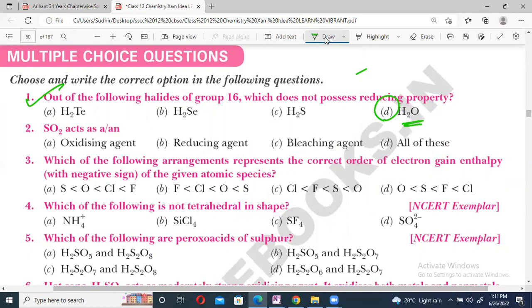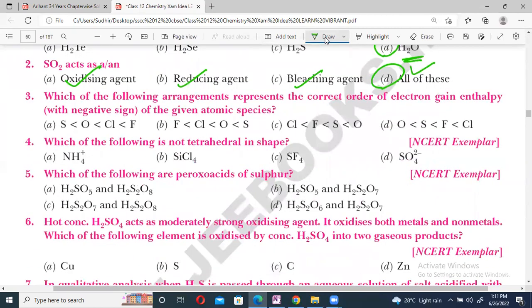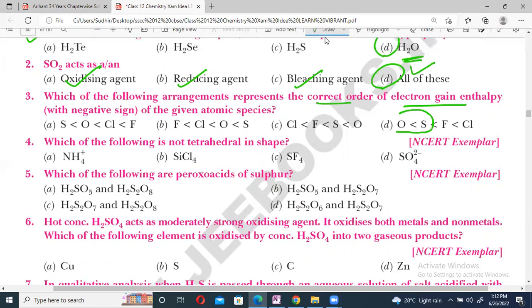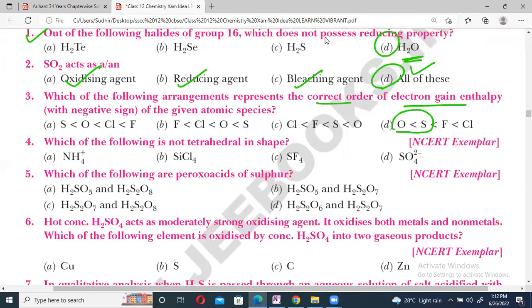Then the second one, SO2, acts as an oxidizing agent, reducing agent, bleaching agent, all of these, but option 4. Which of the following arrangements represents the correct order of electron gain enthalpy? Actually, it is a mixed-up question, beta. But if you want to see the correct order of electron gain enthalpy, I told you, sulfur has a higher affinity than oxygen, right? So this is wrong, beta. It is right.